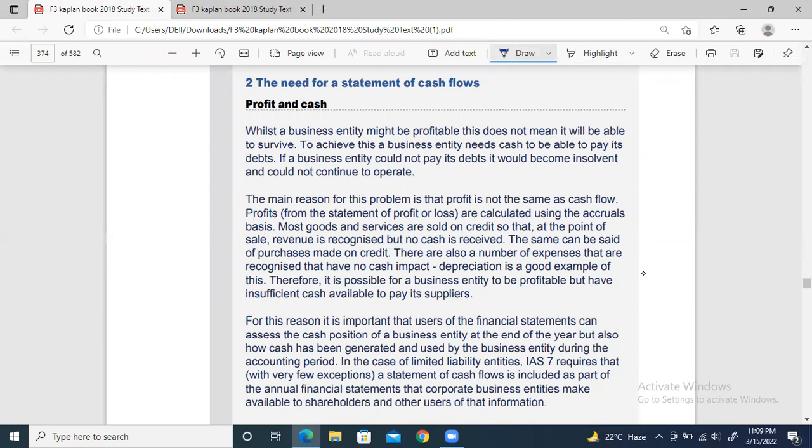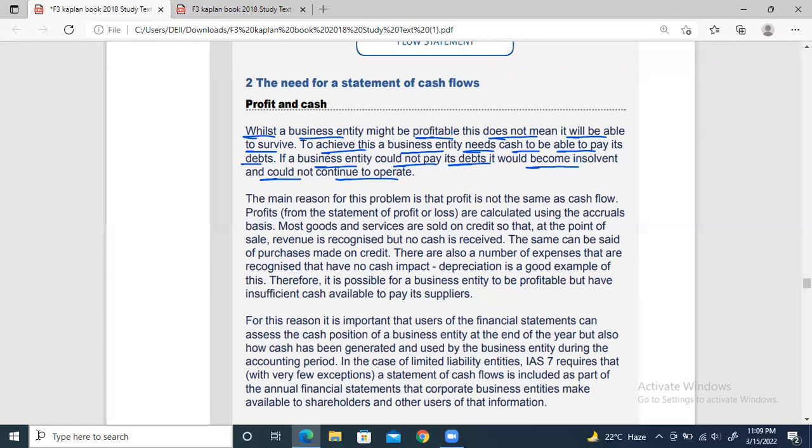So let's read from here. Whilst a business entity might be profitable, this does not mean it will be able to survive. To achieve this, a business entity needs cash to be able to pay its debts. If a business entity could not pay its debt, it would become insolvent and could not continue to operate. So what it's trying to say over here is that there are two different things in the accounting world, right? One is called cash and the other one is called profit. And these both cannot be merged together ever, right? In the whole universe, these cannot be merged because these are completely separate things. There's a lot of difference between them, right?